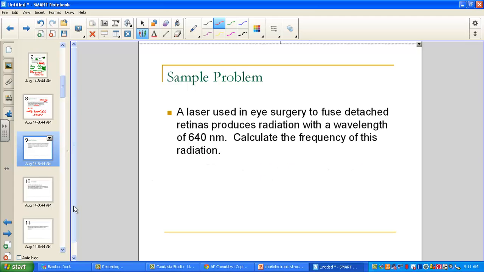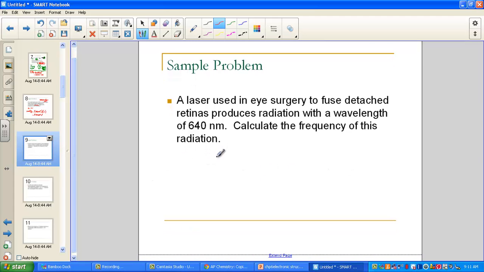By the way, I'm doing many of your homeworks with you right here in our notepad. A little practice algebra. This problem gives us a laser used in eye surgery. It's used to fuse detached retinas. It produces radiation with a wavelength of 640 nanometers. What is its radiation frequency? Work ahead of me. Pause the video, work ahead. See if you get a common answer as I do. When ready to check your answer, turn the video back on. Pause, work it, then press play.